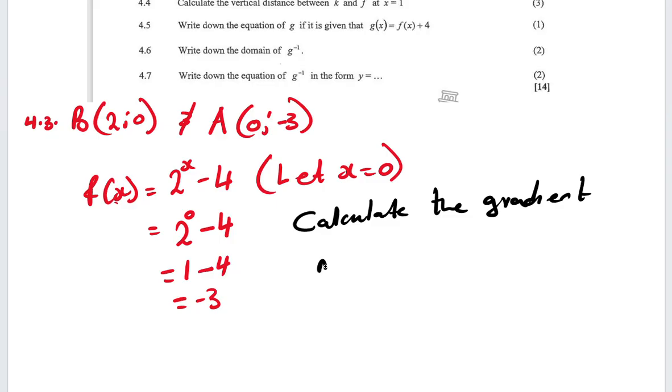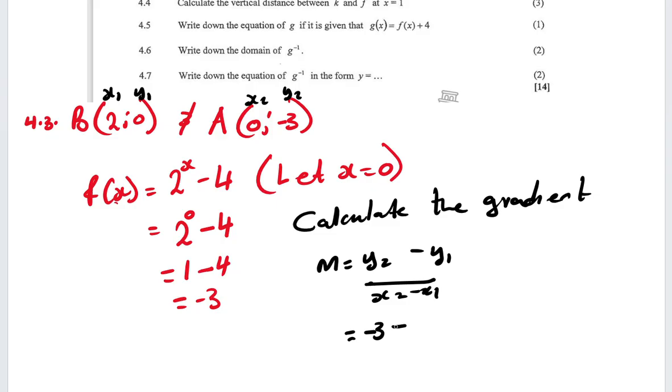The formula for calculating a gradient is m equals y2 minus y1 all over x2 minus x1. Do you get me? Let's take this one as our x1, y1, and this as x2, y2. Y2 will be negative 3, minus our y1, which is 0, all over x2, which is 0, minus x1, which is 2. This gives you 3 over 2. We now have the gradient of AB.